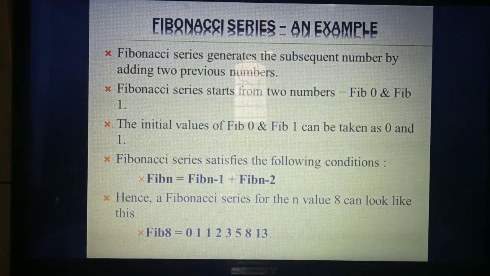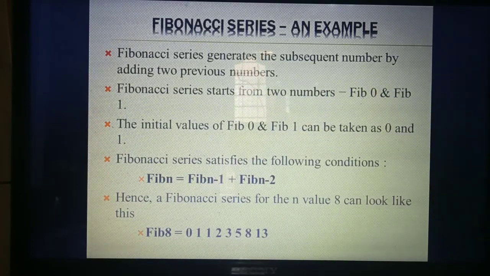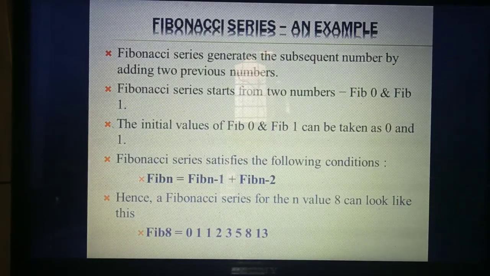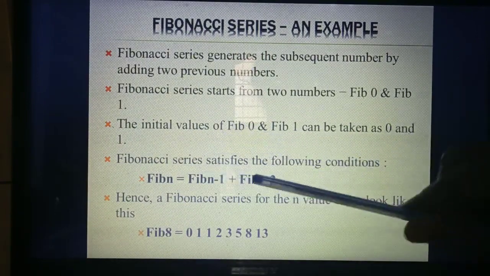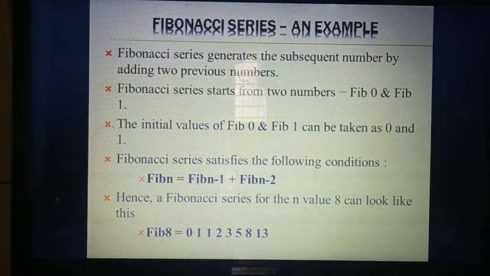So what's the initial value of fib of 0? Fib of 0 means 0, and fib of 1 means 1. Understand? Now what's the condition? It will satisfy the previous numbers, that means I add the 2 previous numbers. For example, if I am getting the nth result, I need to add how many numbers? 2 previous numbers: n minus 1 and n minus 2. So to get the result of a particular number, I need to add the 2 previous numbers.